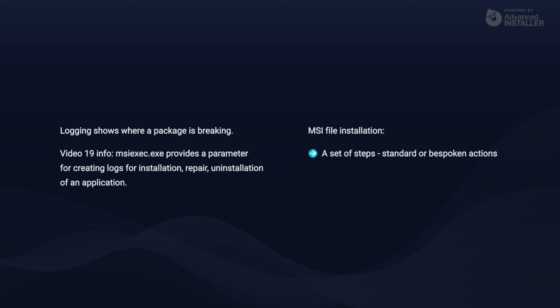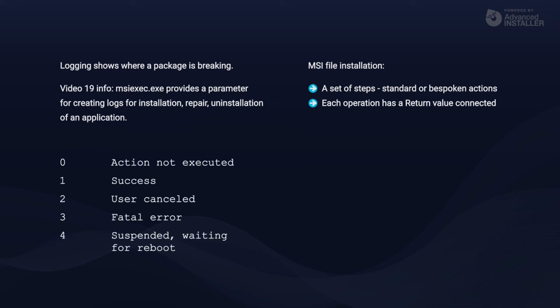An MSI file installation is a set of steps. This can be either standard or bespoke actions. Each operation has a return value connected with it. The following are examples of possible return values. Knowing these return values, it's easy to notice that if you have any issues with an installation, simply open the log and search for value 3.